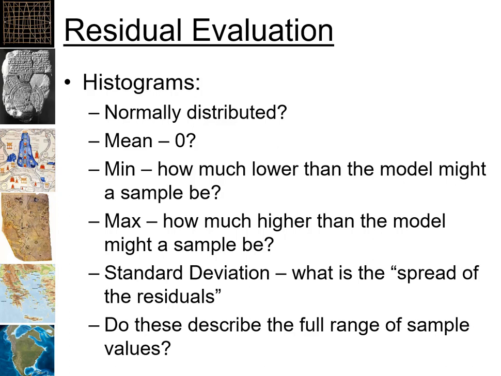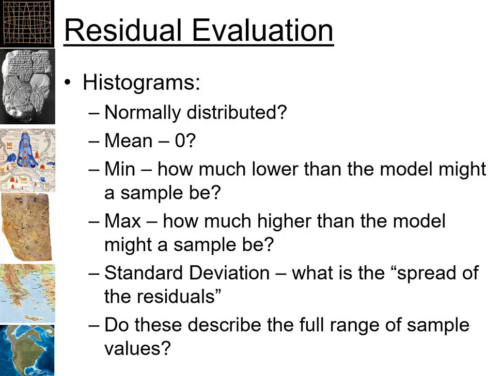You always want to look at them, see if they're close to normally distributed. Is the mean 0, which it should be, otherwise we've got some bias in there, something strange going on. Check the min-max, see what's going on. You might get a sample way out there, which can be okay, right? You can have 1, that's all right, but make sure you're not getting too many out there. Standard deviation, what's the spread?